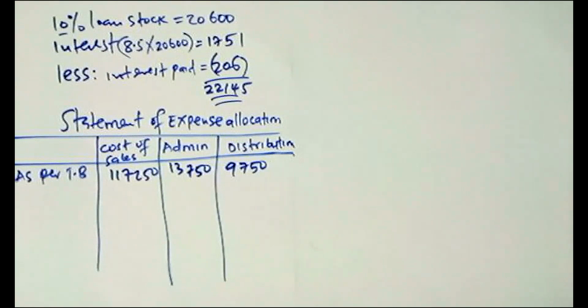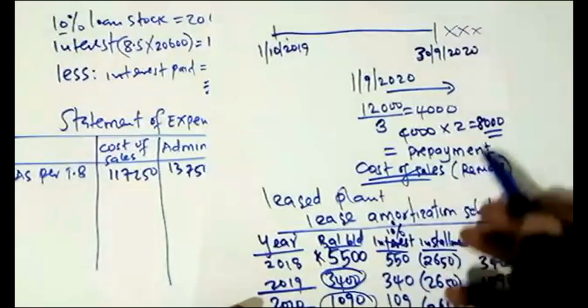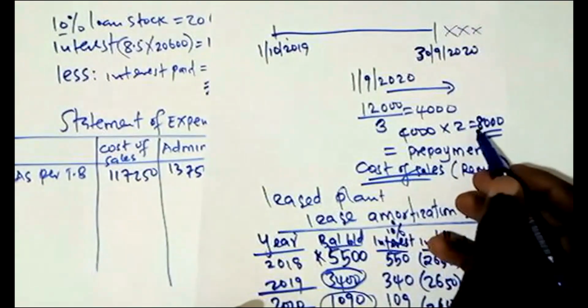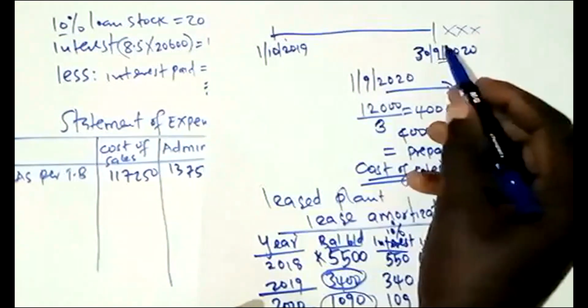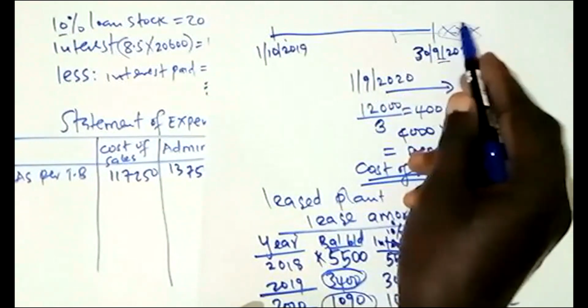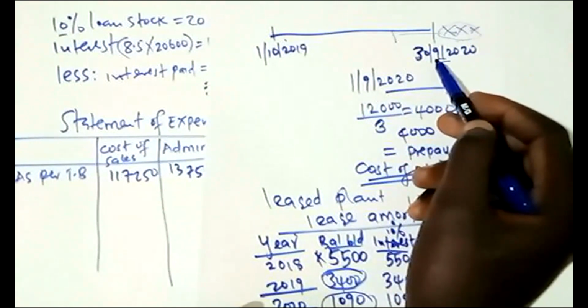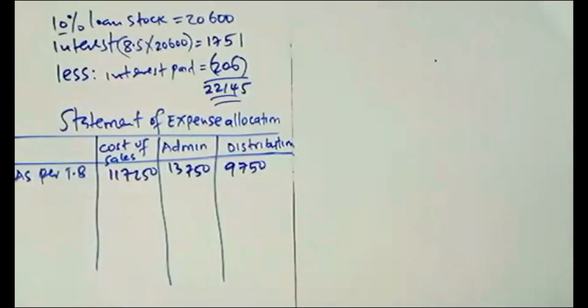Additional information number one was concerning maintenance costs. We said they had prepaid for 2 months. I think we said that. We did the working number one and we got 8,000. Because our financial year was ending 30th September, of which they paid from 1st September for 3 months. So for the 2 months which were outside this year, it was a prepayment. And they said that this amount was included under the cost of sales. So that one we have to deduct.